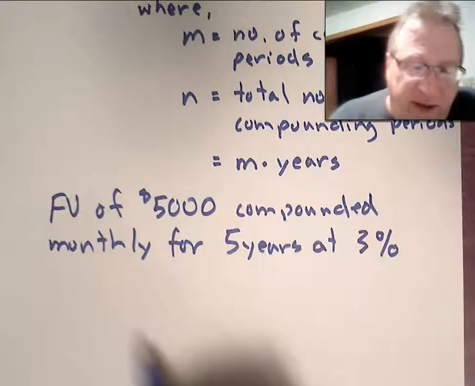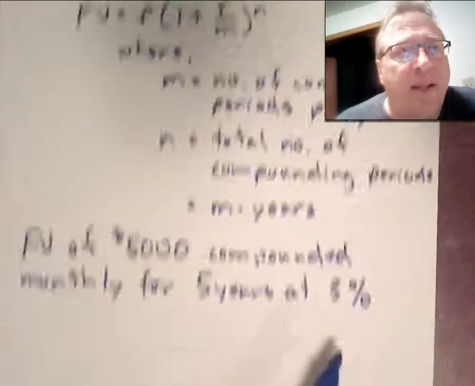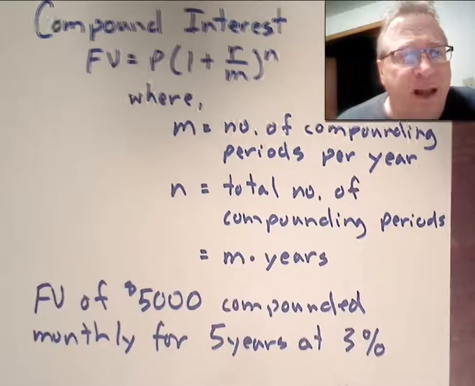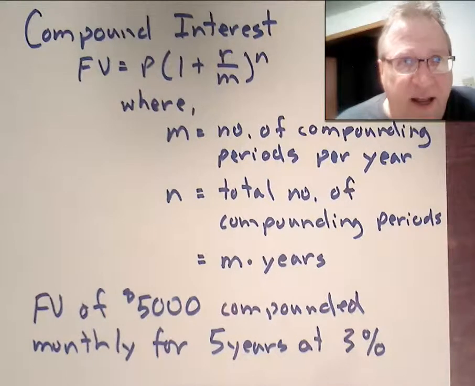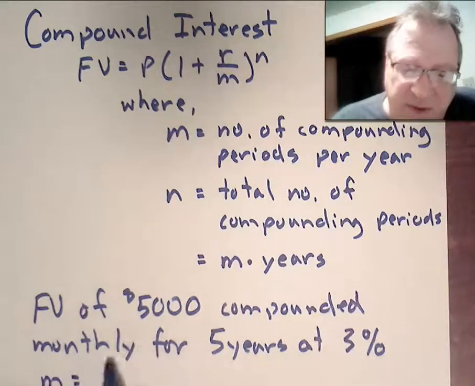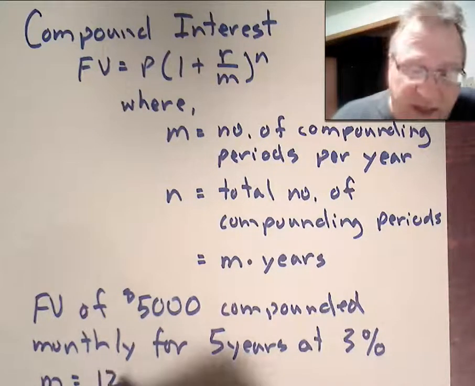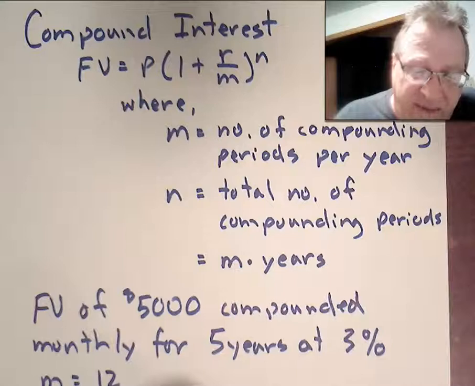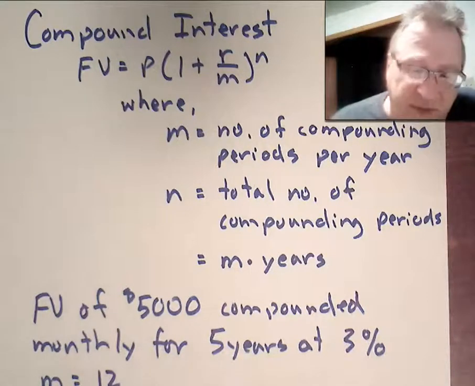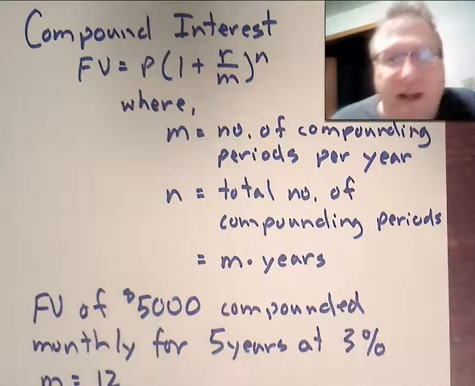So, future value, let's write our equation. Here it is. But first we've got to know what M and N are. M is the number of compounding periods per year. Well, what are we doing? We're compounding monthly. So how many times do we have per year? We have 12. How about N? N is equal to M times what? The number of years. How many years do we have? 5. In this example, N is equal to 60.